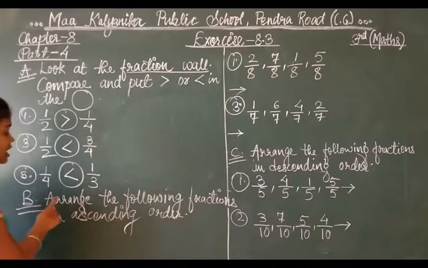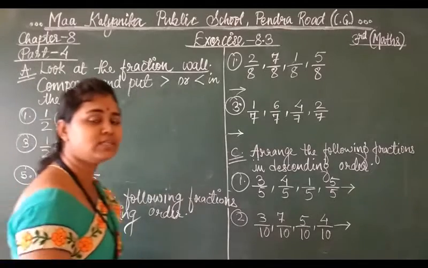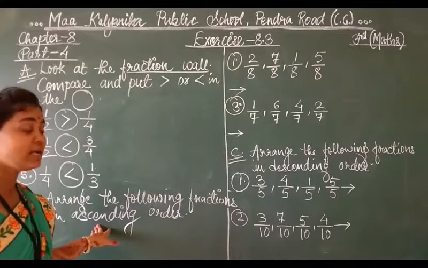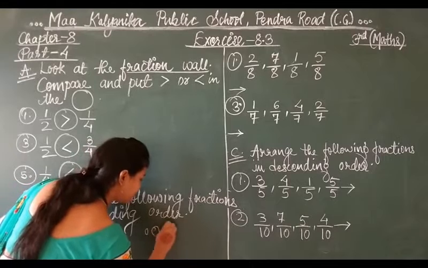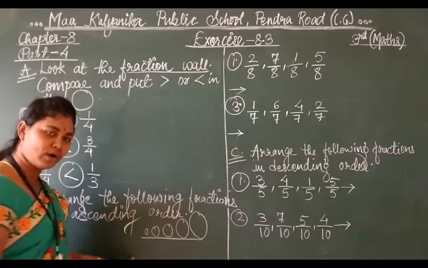Now question number B. Arrange the following fractions in ascending order. Students, normal whole numbers you know how to arrange in ascending order. Ascending order means smaller to greater, like this. Increasing order, ascending order. Okay.